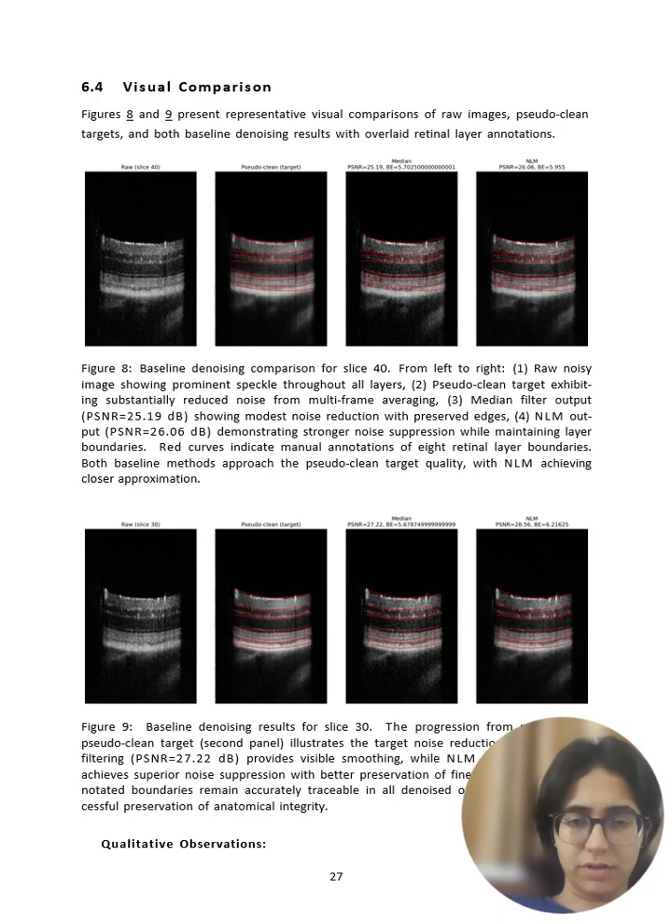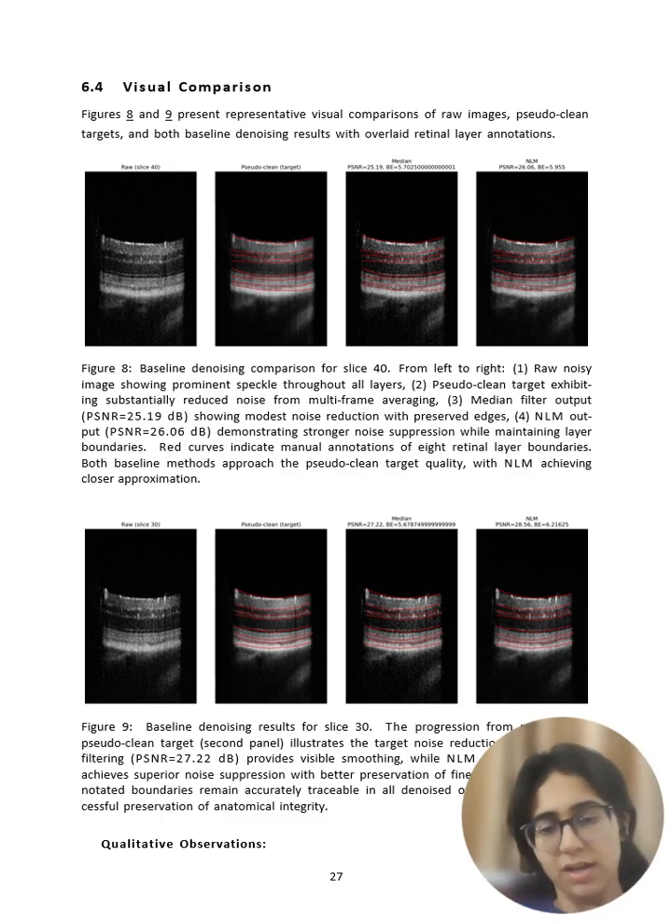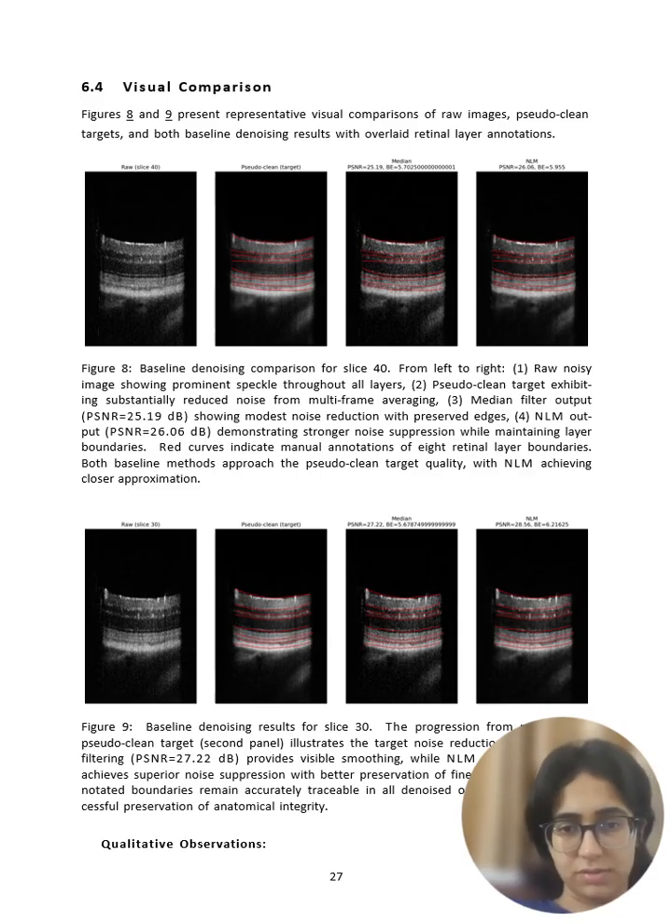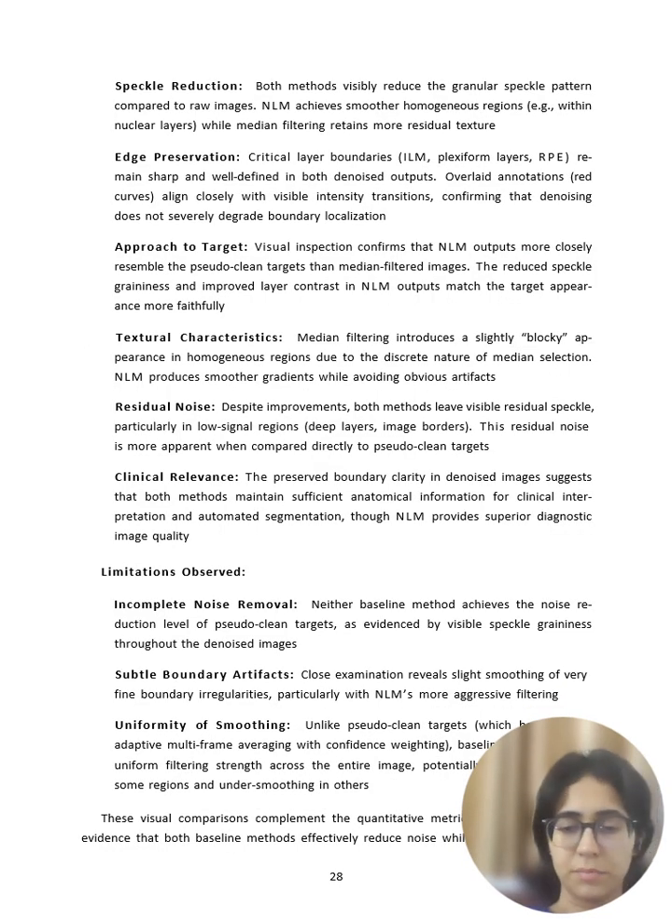This is just a visual comparison of the raw image, the pseudo clean image, and the images produced by median filtering and by non-local means. These are the two reference frames that we have used, and this is just for visual comparison. Although we see that there is improvement in PSNR and SSIM, there are also some limitations that we are facing: there is still incomplete noise removal, the boundary artifacts are not yet completely preserved, and over smoothing can lead to losing information.